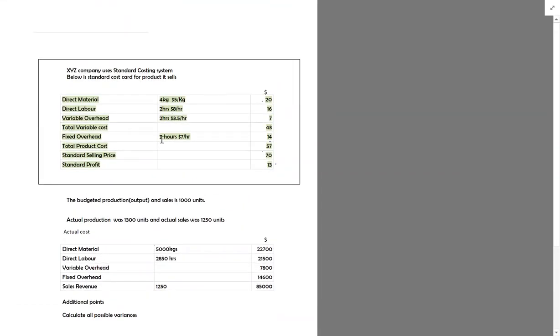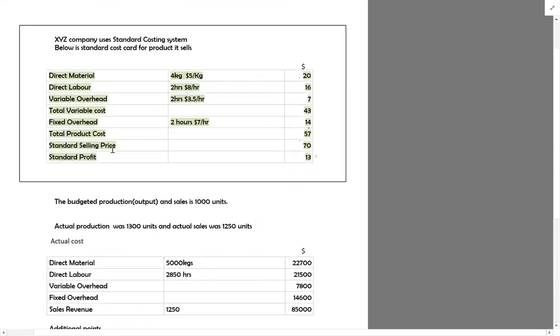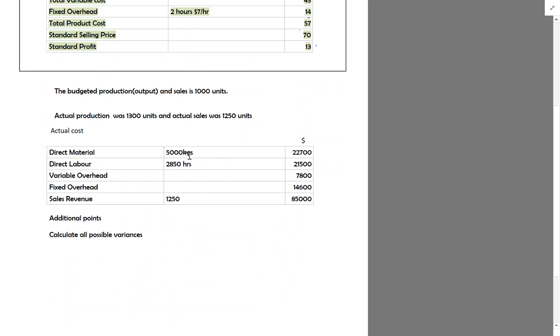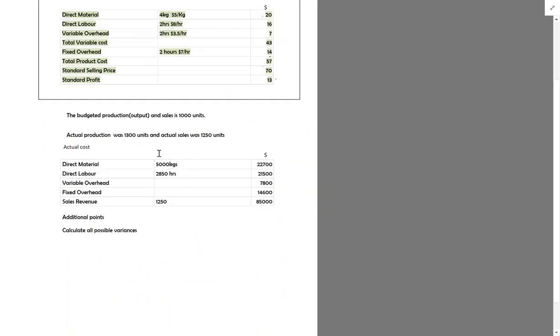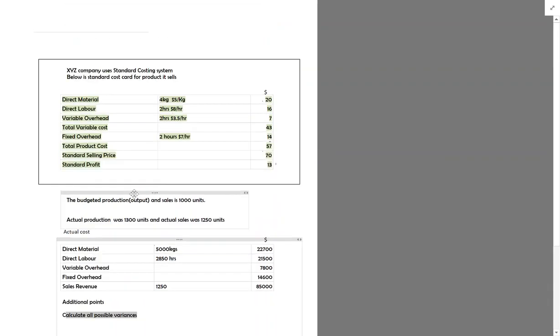Okay, so we have question variance analysis. This is F2 level question, okay? So required, calculate all possible variances. So from this question we can find all variances, the labor, the material, the overheads, the fixed costs, the sales.